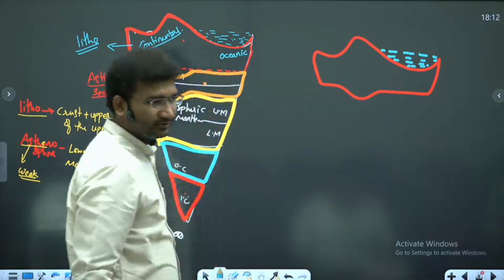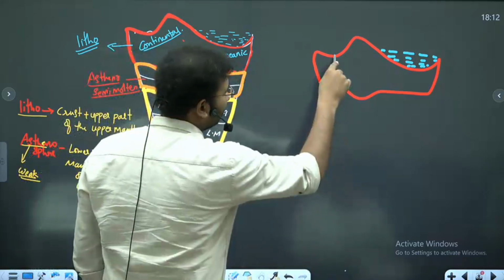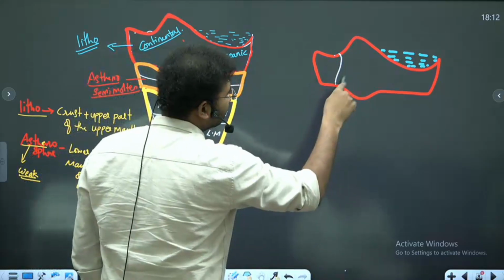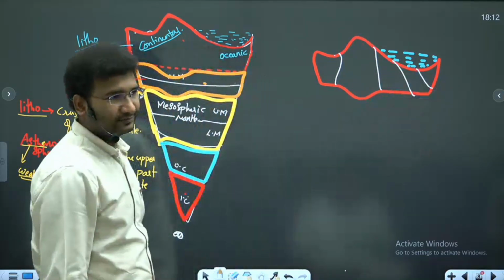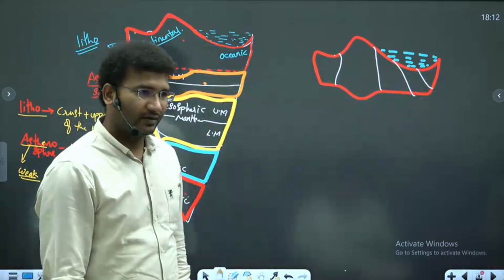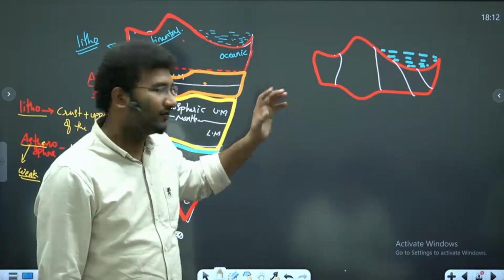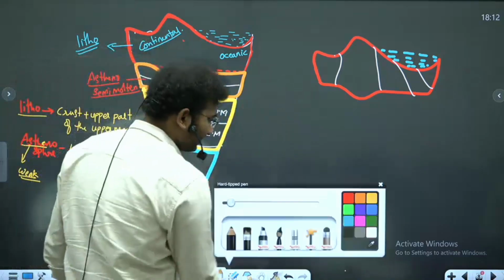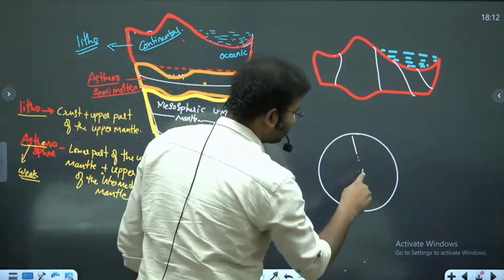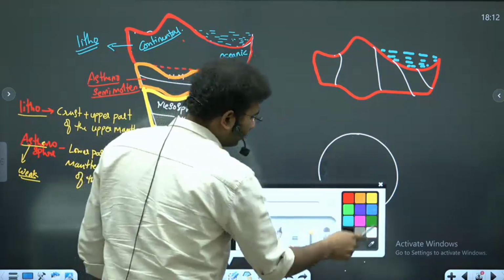If I broadly take out this lithosphere here, this is your ocean. Now this lithosphere of the earth is divided into multiple pieces like this. You also need to imagine this in a different way. We are looking at the earth from the cross-sectional view. That means I have taken a slice and I am showing you. But here you need to imagine this earth in a three-dimensional view.